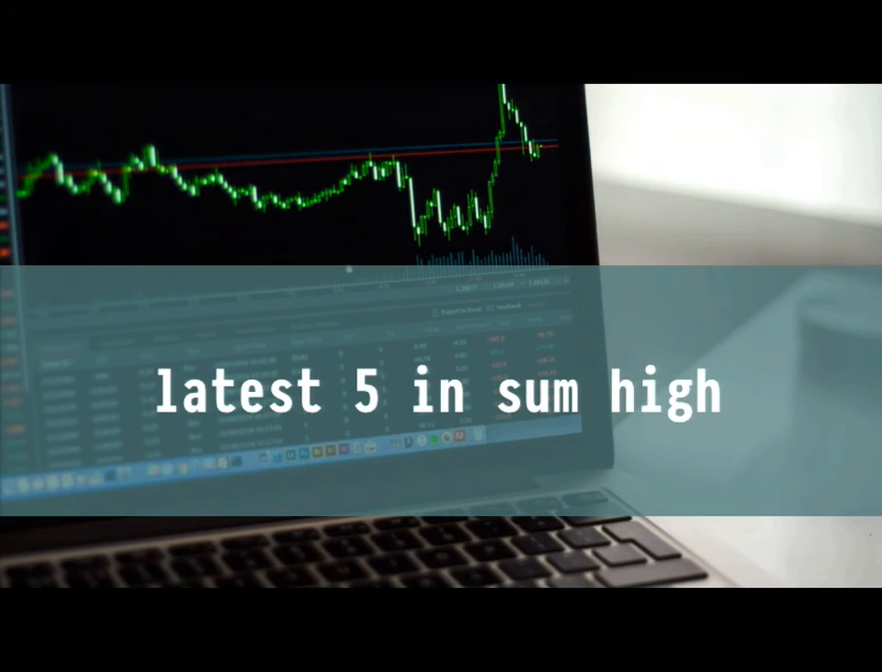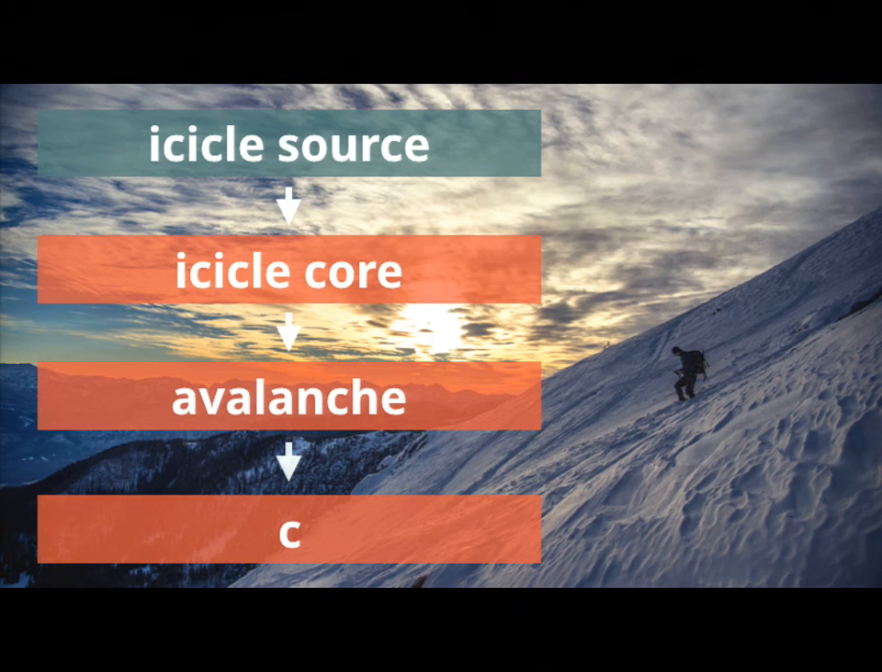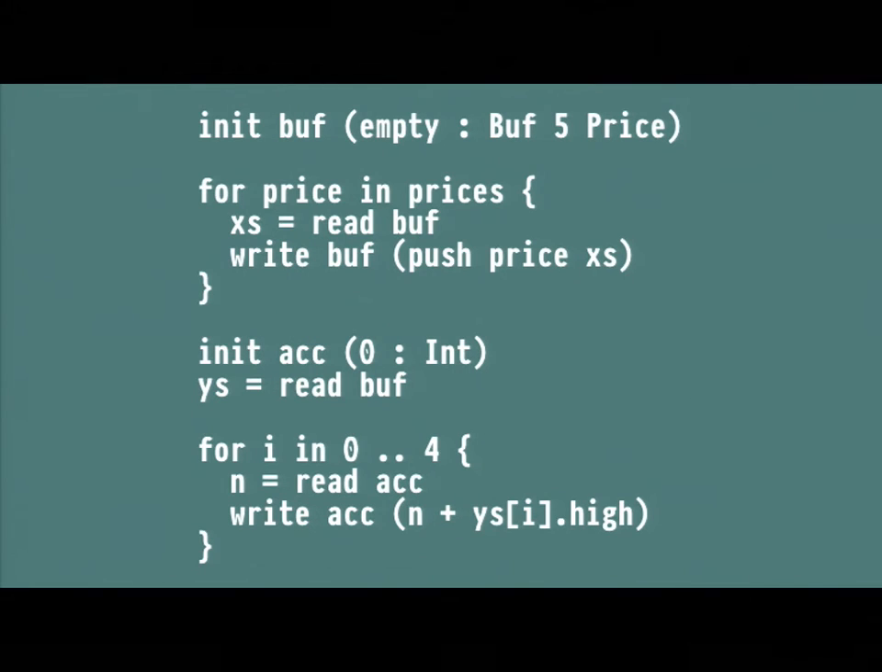So if we look at a real example, here we've got an icicle query that's taking the latest 5 of some time series and then summing up the high value. Maybe this query is not that useful by itself, but you might do it on the way to computing something else. So this source goes through a number of representations until we get to avalanche, which is our imperative representation that we convert to right before emitting C.